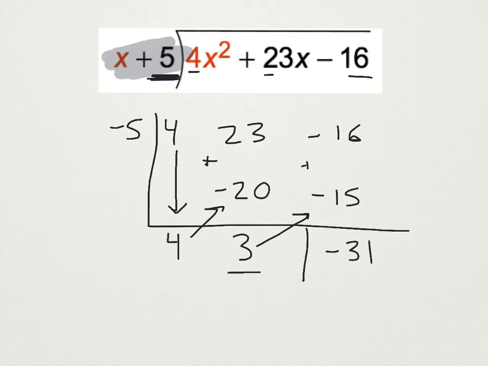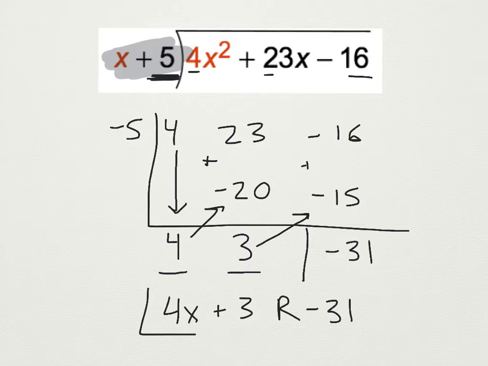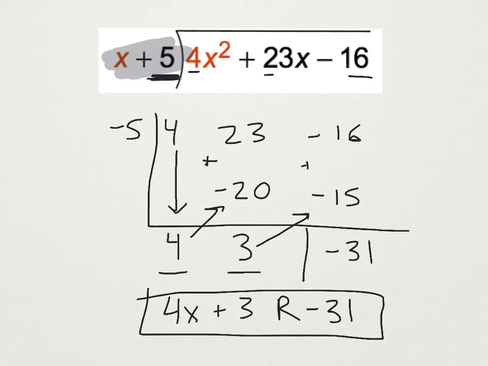This one is going to be our constant, and this is going to be our x term. So our answer is going to be 4x plus 3 with a remainder of -31. So our answer is always going to have one less x term than what we started with. So since we started with x squared, our answer is going to start with just x.